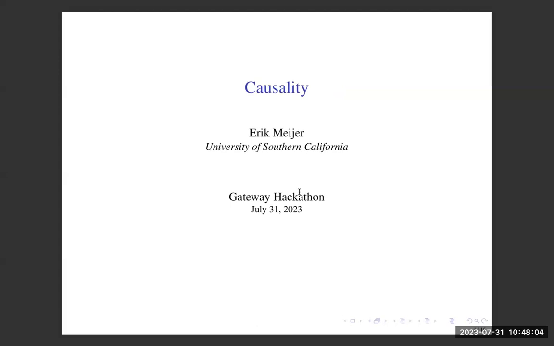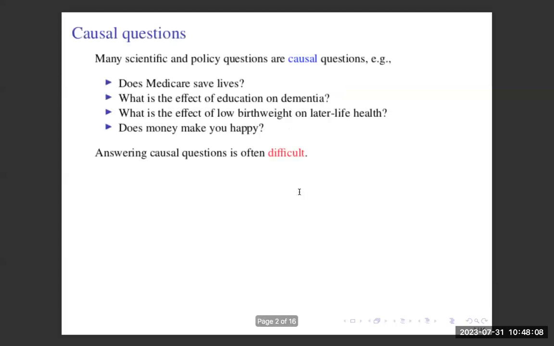Okay, hello everyone. So I'll be talking a bit about causality. Many scientific questions and policy questions that we ask ourselves are essentially causal questions. And I give some examples here, like, does Medicare save lives? So the idea is that if it weren't for Medicare, some people would die earlier.